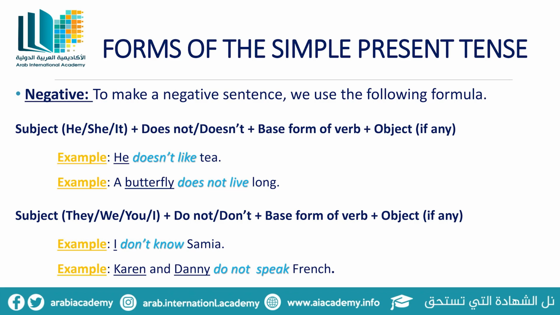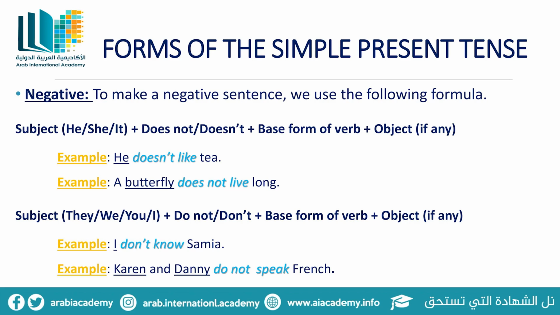So when we write a negative sentence using the simple present tense, no need to add s or es to the verb. So we just add does not plus the base form of the verb if the subject is he, she, or it. For the second example, a butterfly doesn't live long. A butterfly is it. Then we added does not to the sentence. Then the base form of the verb, which is live, and the rest of the sentence.